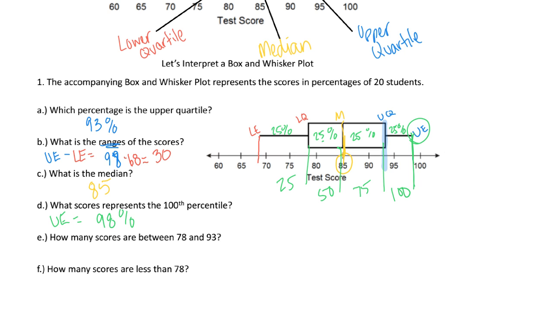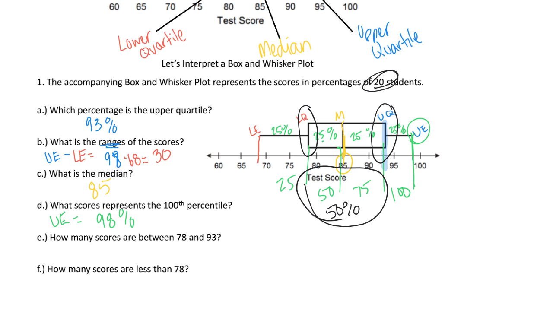About 98%. The other question is, how many scores are between 78 and 93? So how many scores are between 78 and 93? Okay, so let's look at that. Between these 2 points, that's 50% of the data. If there's 20 students in the class, what's 50% of that? Or what's half of 20? There are 10 scores between that.